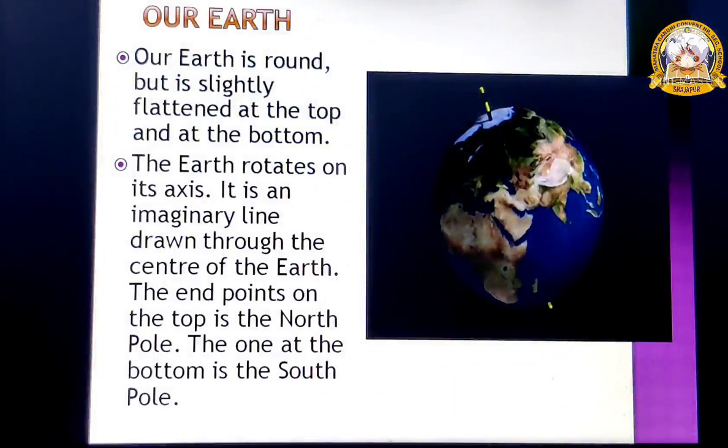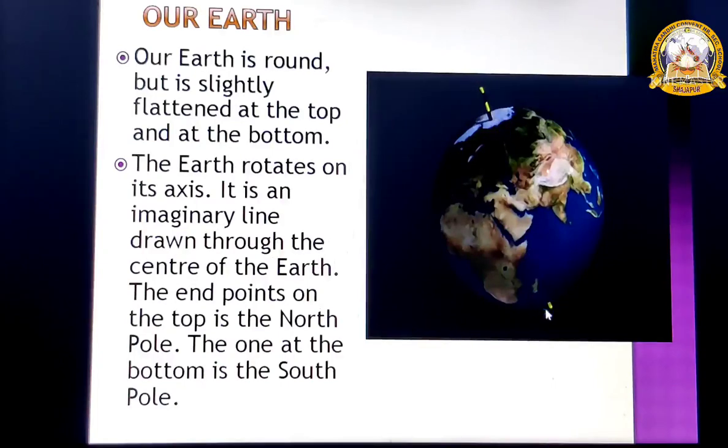What is the shape of our earth? Our earth is round, or slightly flattened at the top and the bottom. Our earth rotates on its axis.